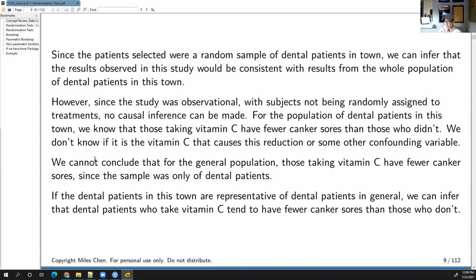As far as the general population goes, our whole population is just dental patients in this town. So we can only generalize because our sample came from the population of dental patients in the town. So we can only generalize to that population, dental patients in the town. But if you do believe that your town's dental patients are representative of other larger cities' dental patients or the larger population of people in general, then you can try to generalize there.